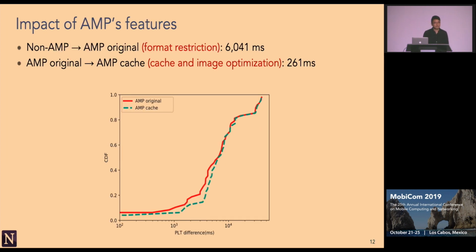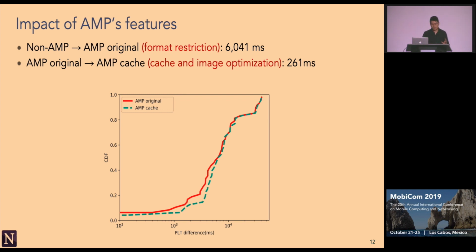To answer our initial question, what is the dominant feature of AMP's performance benefit, we measured the performance jump for each version of the AMP page from the previous version. From non-AMP to AMP original, the page format restriction introduced 6,000 milliseconds of performance improvement in median. But the AMP cache introduced just 260 milliseconds. So in terms of performance, the AMP format restriction plays a much more important role in AMP's performance benefit.